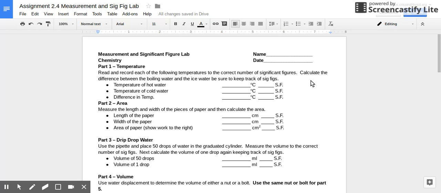Here's what I'm going to be looking for. When this gets submitted, I'm going to know exactly how many decimal places you should have for each one of the measurements that you make in any of these. I'm going to check to make sure that you have the correct number of decimal places.